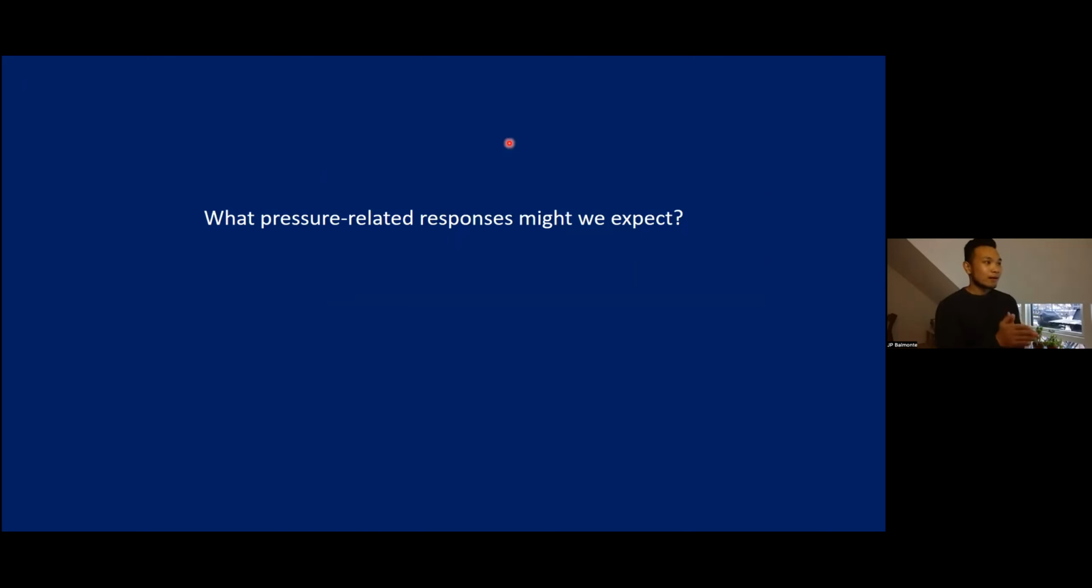So delving right into the results, what pressure-related responses might we expect? HHP indicates high hydrostatic pressure, so it's some increased pressure that's above atmospheric pressure. We take the ratio of the activity at these different high hydrostatic pressure levels, relate it to the rate at atmospheric pressure, and multiply it by 100%. So if we see that this is less than 100%, we see some pressure-related inhibition.